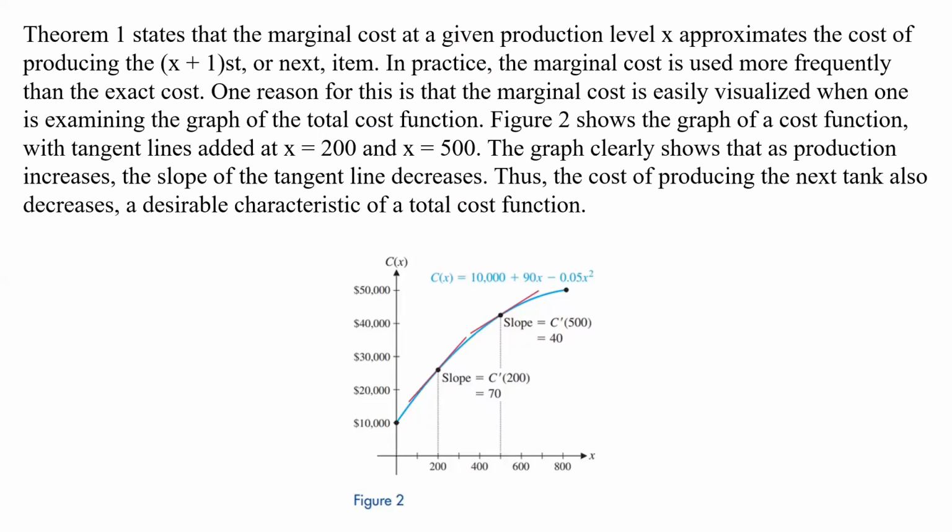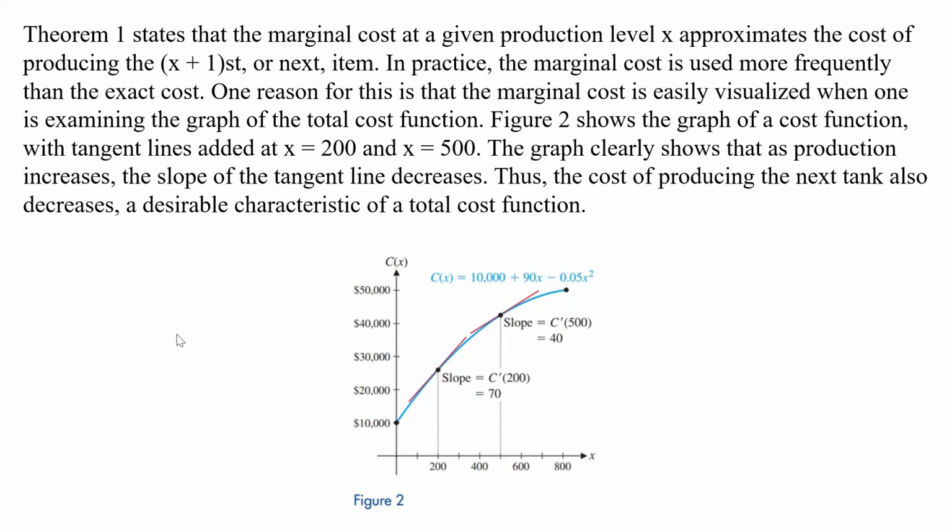Now, theorem one states that the marginal cost at a given production level x approximates the cost of producing the x plus first item, or the next item, basically. And so in practice, the marginal cost is used more frequently than the exact cost. That's just because it's easier to do one simple derivative, plug in the number and get an answer, than plug in two things for cost and then subtract them. Now, one reason for this is the marginal cost is easily visualized when one is examining the graph of the total cost function. Again, you're looking at that derivative, so that slope there.